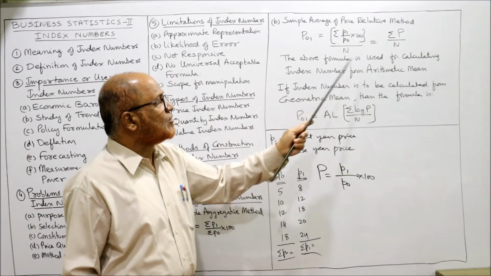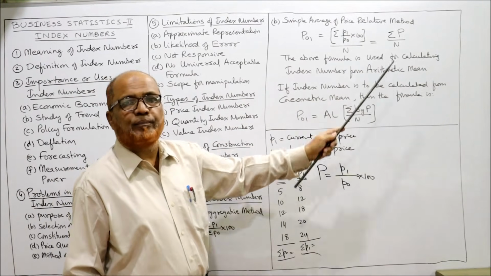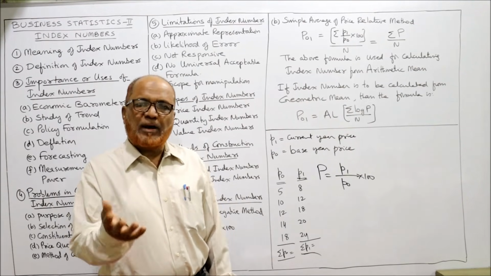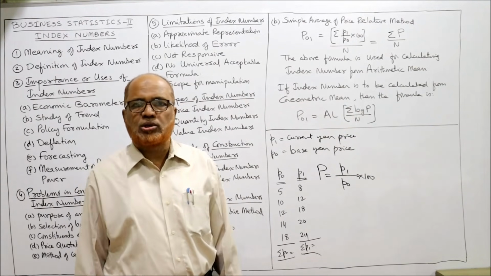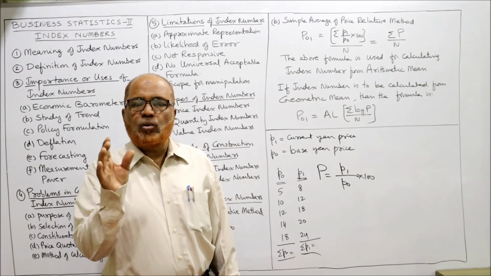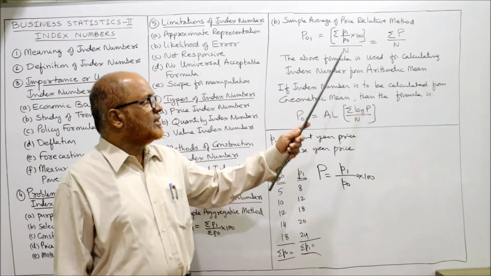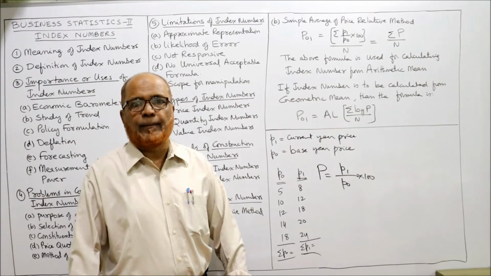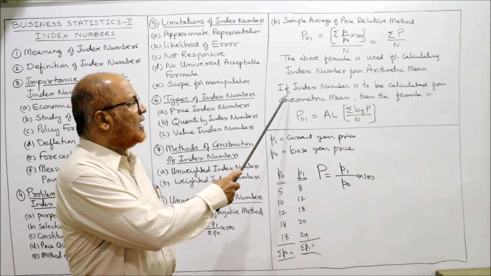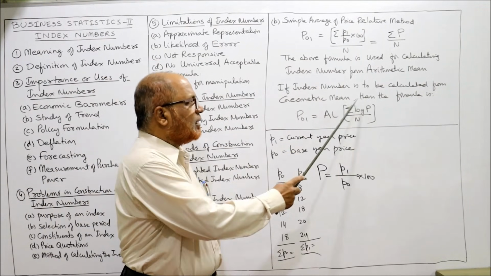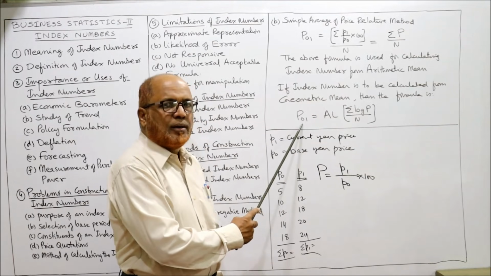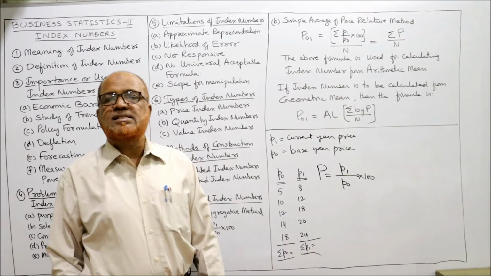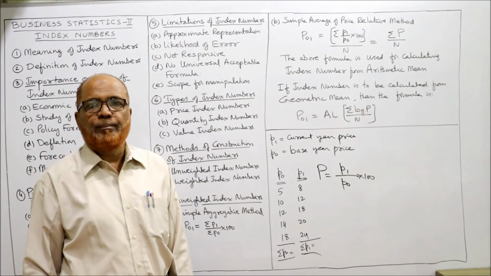The above formula is used for calculating index number from arithmetic mean. Two types of means are used, arithmetic mean and geometric mean. Apart from that, median or mode will not be used. So if the problem asks you to take arithmetic mean, use this formula. Suppose in some problems it will ask you to take geometric mean. Then if the index number is to be calculated from geometric mean, the formula will be P01, price index of current year compared to base year, is equal to AL. AL stands for anti-logarithm.